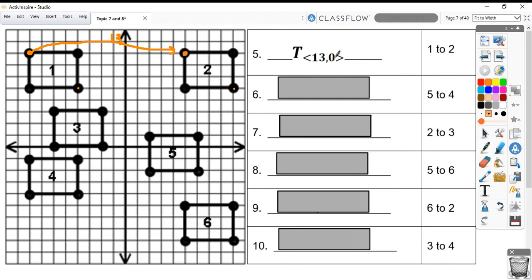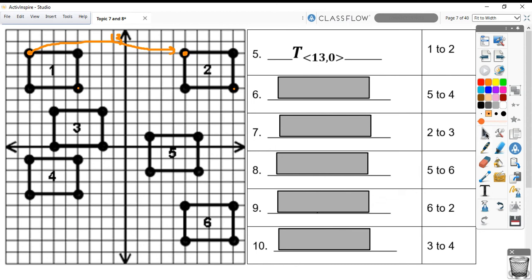Now, the question: why would there be a 0 as your second number? And the answer is this. When we slide from 1 to 2, there was no vertical movement. There was no change in any of these y values. This y value and this y value are still the same for those 2 points. So there was no change, so that has to be a 0 right there.